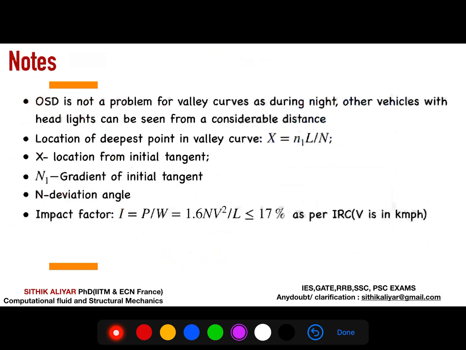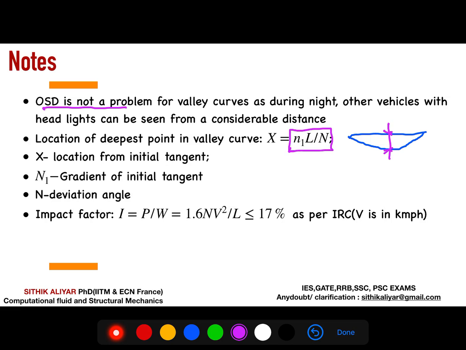So some of the notes you should know. As I told you, OSD will not be any problem, and then the location of the deepest point in the valley curve. If you want to find the deepest point, it need not always be symmetrical, right? Everywhere, a valley curve need not be symmetrical. You have seen in the first video, when the video started, I showed you 5 different kinds, right? So where the deepest point is can be determined using this formula.